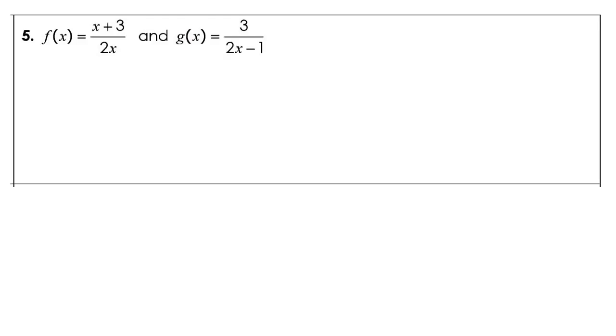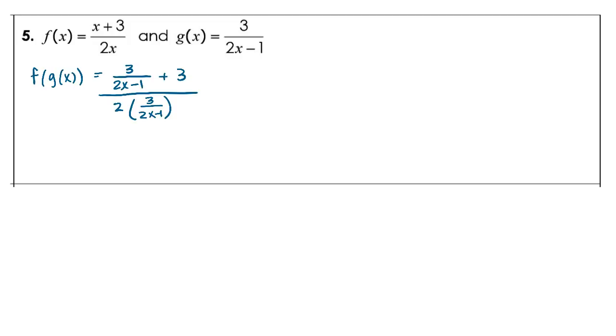Okay, so again, we need to verify whether or not these are inverses of each other. So for the first, we're going to look at f of g of x. And so we're going to have some weirdness going on here. We're going to substitute in that whole g function. So we're going to have 3 over 2x minus 1 plus 3. And that's all over 2 times 3 over 2x minus 1.